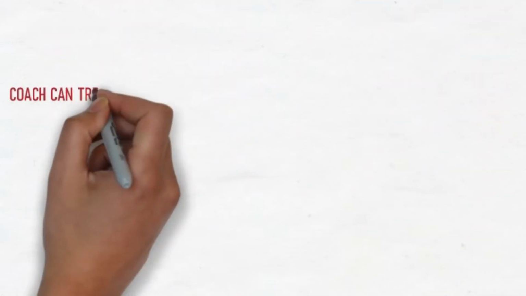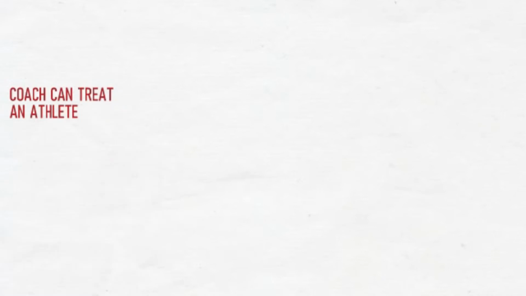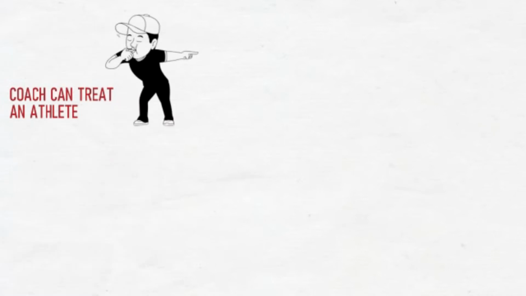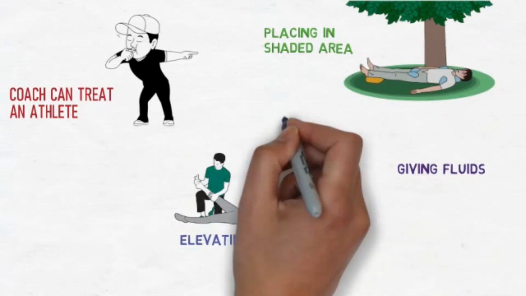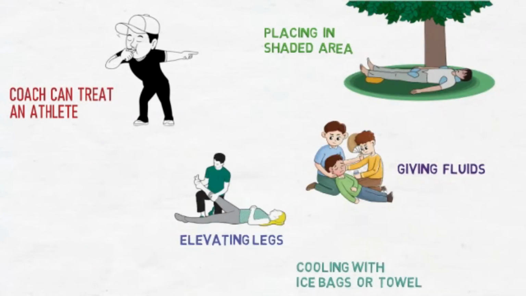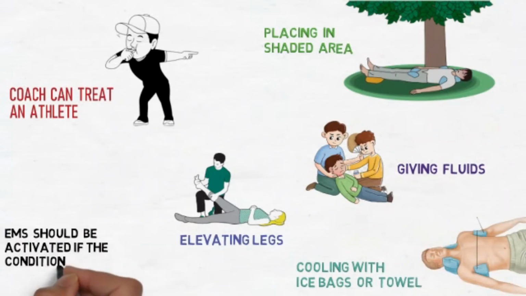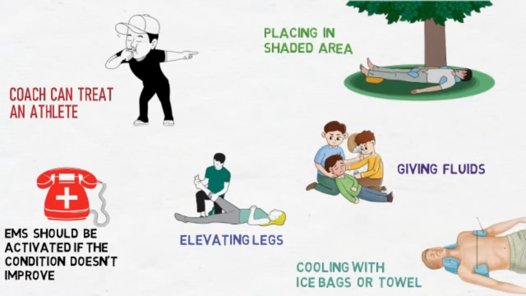A coach can treat an athlete with these symptoms by quickly removing them from activity, placing them in shaded or cool areas, elevating legs, giving fluids, and cooling with ice bags or towels in the armpits and groin. EMS should be activated if the athlete's condition is not improving quickly.